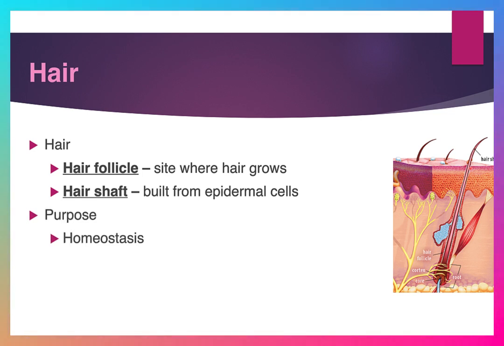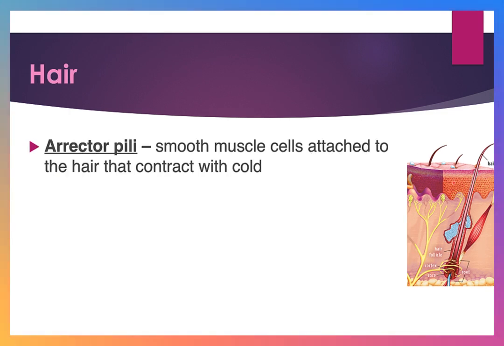And the purpose of the hair is homeostasis. In other words, the hair acts as part of the mechanism to keep the body warm, and also increases the sensitivity to touch. In other words, when the hair is disturbed, there are nerve endings that detect that disturbance, and it increases the sensitivity to touch.